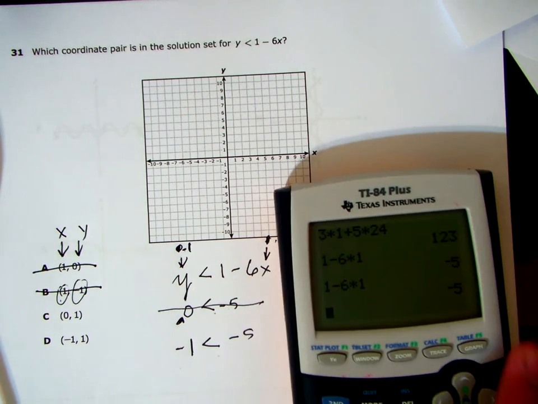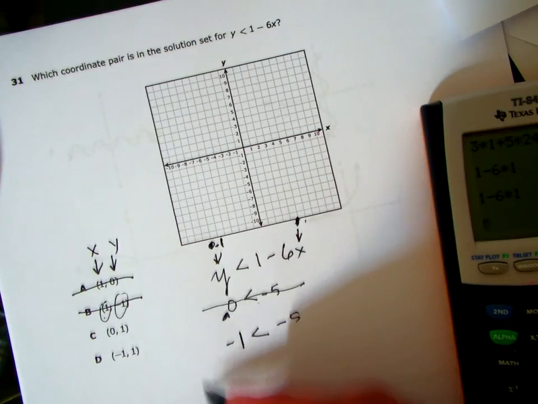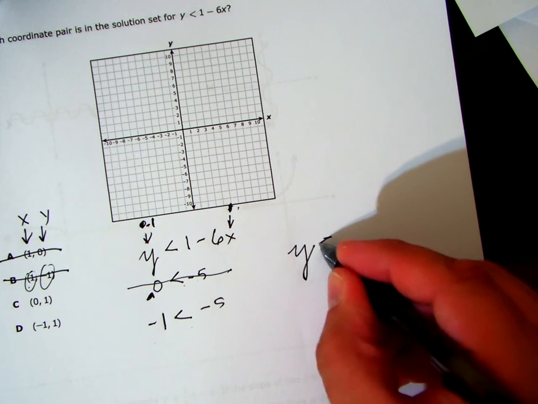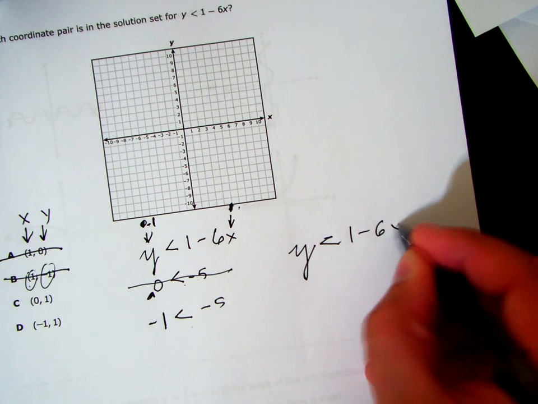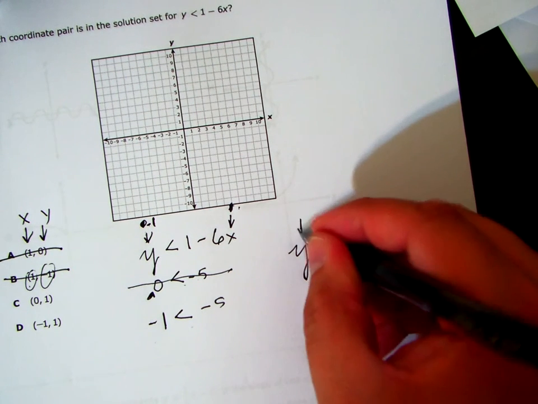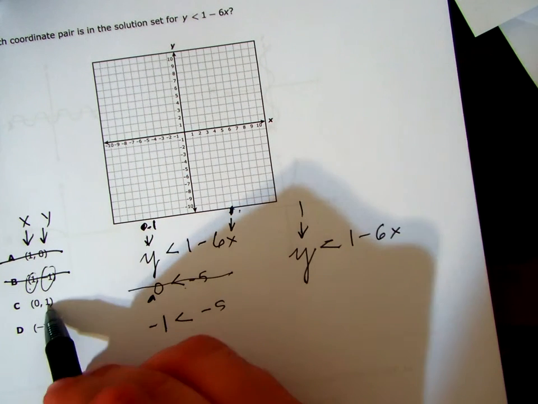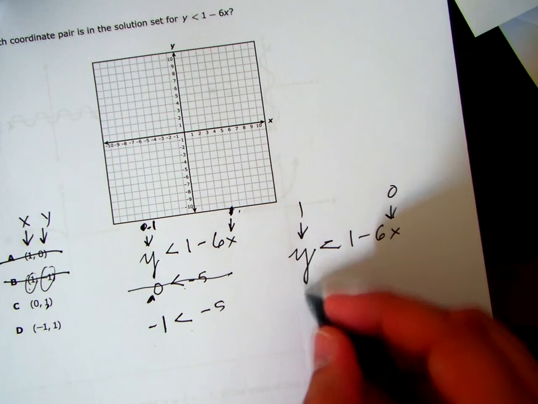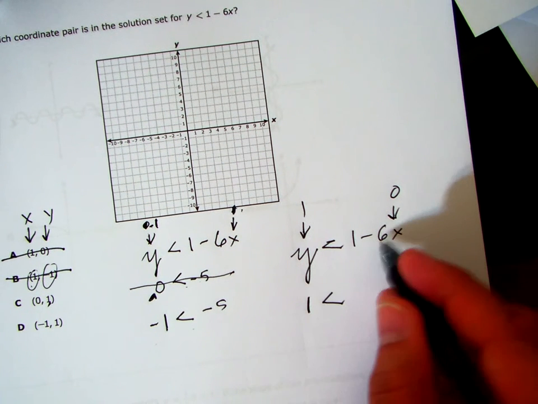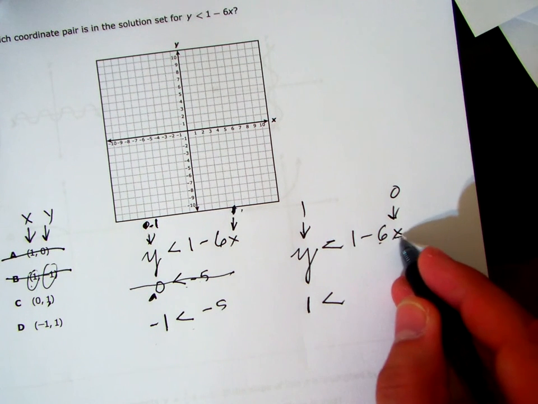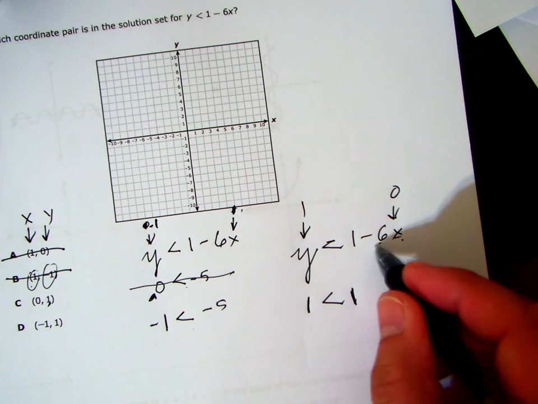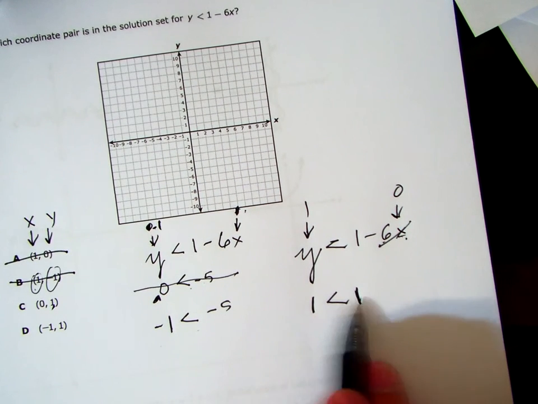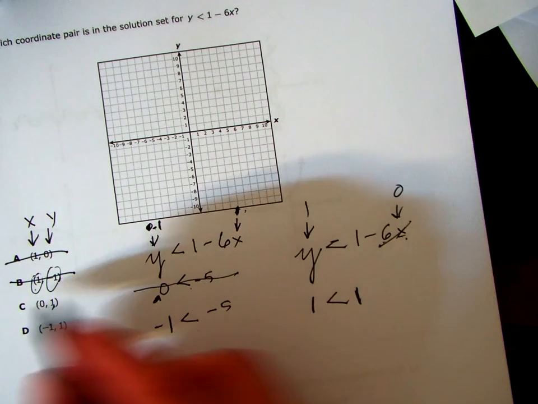What about C? Alright, let me rewrite the y equation. So y is less than 1 minus 6x, right? So for y, I'm going to plug in 1. See how it's 1 right here? And for x, I'm going to plug in 0. So 1 less than 1 minus 6 times 0, right? We'll just leave 1. The 6 times 0 goes away, right? So these two are equal to each other. They're not less than each other, right? So the answer should be D.